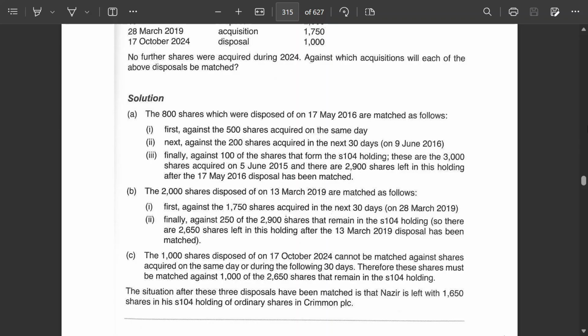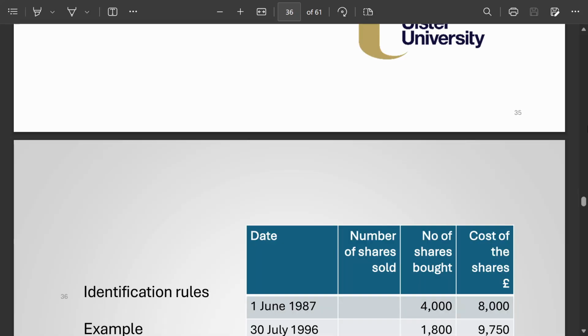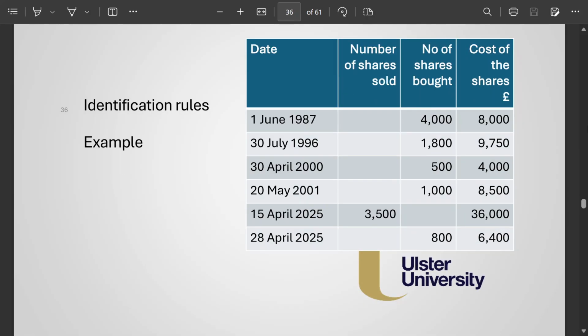Is this clear? Are these calculations clear, what I've done? Okay, so you can look at this example once again and revise all this stuff. You have to revise it, otherwise there are so many complicated rules you will not be able to manage. Next is another example of identification of shares.